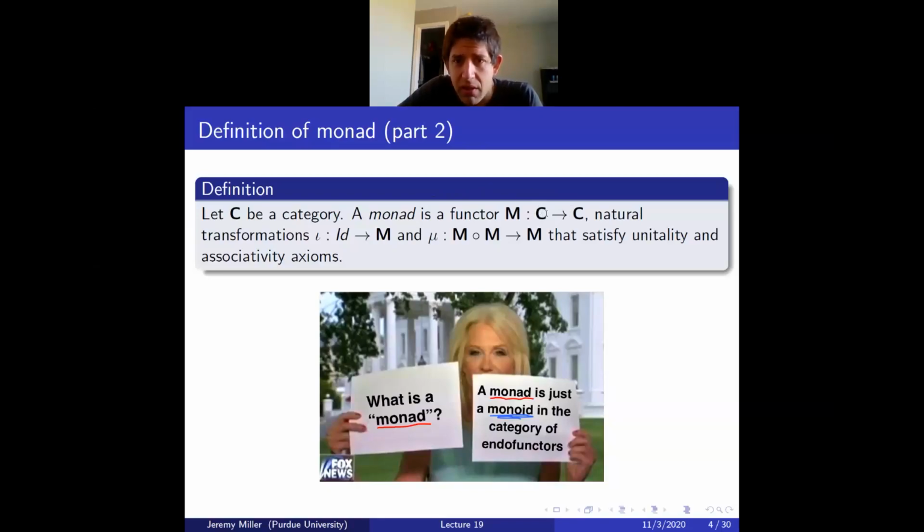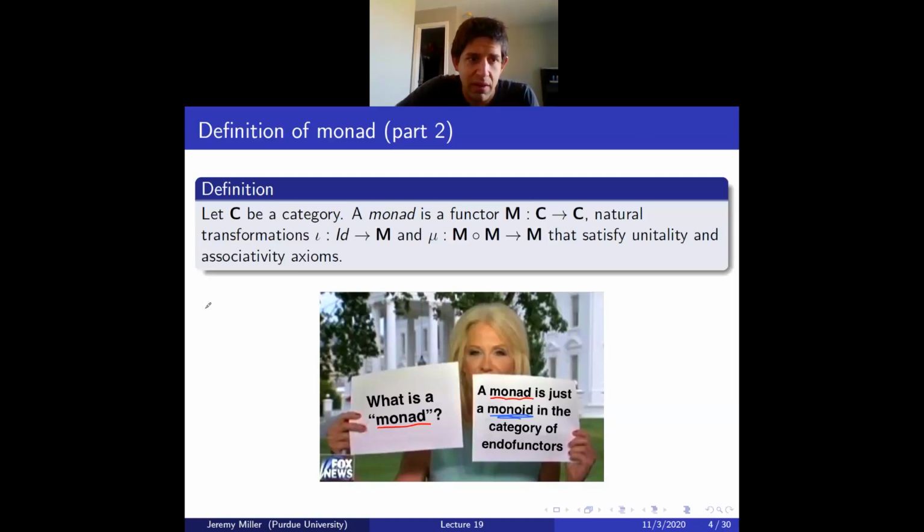Eventually C will be like spaces or topological spaces or vector spaces or chain complexes or something. And so, being a monoid object basically means it has a multiplication and a unit. A unit in this context is a natural transformation from the identity functor to M. And the multiplication is a natural transformation from M composed with M to M, and then they satisfy these unit and associativity axioms that I'll talk about.